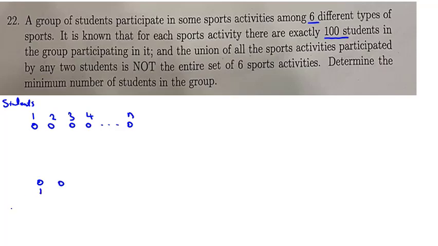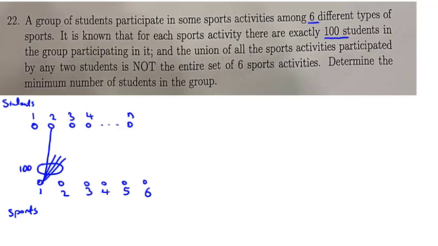Here there are problems, the different types of sports. Okay, 1, 2, 3, 4, 5, 6. And it says what? It says for each sport activity, there are exactly 100 students in the group participating in it. Okay, so if one student participates in one sport, we connect them, then the degree means the number of edges. Edges means the lines. The number of edges is 100. Okay, so look, we see all the properties in this figure.